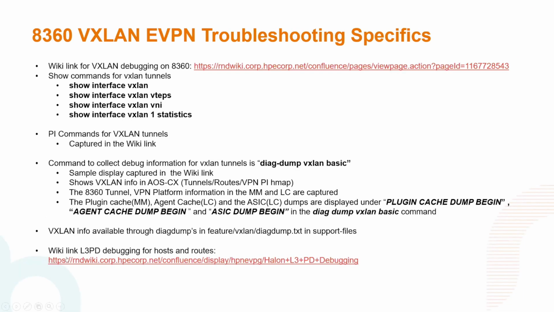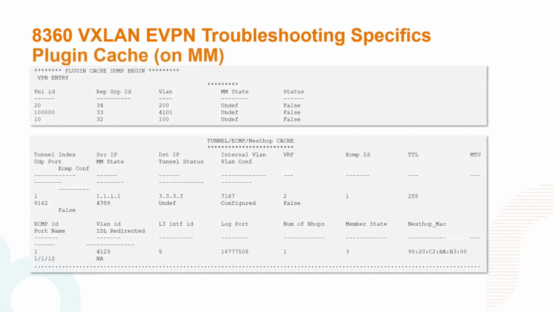So here is a sample display of the diagnostics information for VXLAN. Here the plugin cache dump is mainly on the switch. This is nothing but your VNIs, which are programmed in the CLI, and these are the internal replication groups that are used for the VNIs. If you see here, VNI 10 would be associated with VLAN 200 and 10 associated with 100. So those are the L2 VNIs. And this is an L3 VNI.